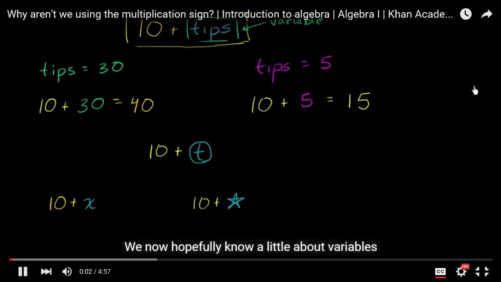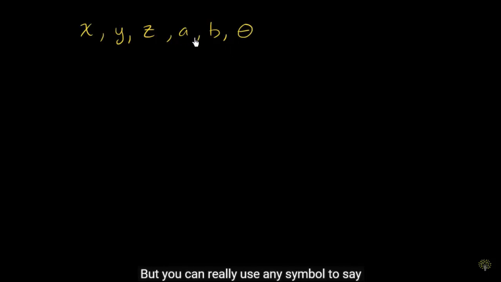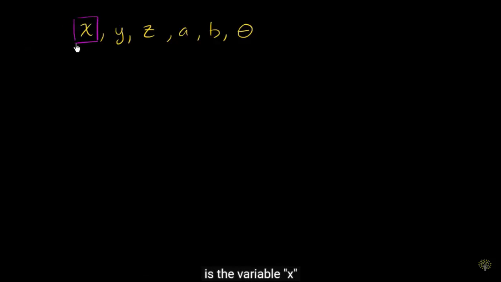Now hopefully you know a little bit about variables, and as we covered in the last video, a variable can be really any symbol, although we typically use letters because we're used to writing and typing letters. It can be anything from an X to a Y, a Z, an A, a B, and oftentimes we'll start using Greek letters like theta, but you can really use any symbol to say, hey, this is going to vary. It can take on multiple values. But out of all of these, the one that's most typically used in algebra, or really in all of mathematics, is the variable x, although all of these are used to some degree.